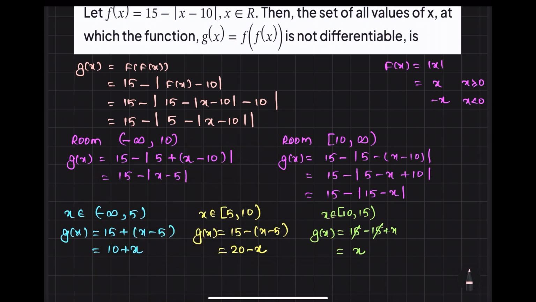From 15 to infinity, so x belongs to 15 to infinity, and 15 is included. From 15 to infinity it will open with a negative sign. If you take 16, then 15 minus 16 will become a negative number, so it will open with a negative sign. Negative, negative, positive. So g of x will become 15 plus 15 minus x.